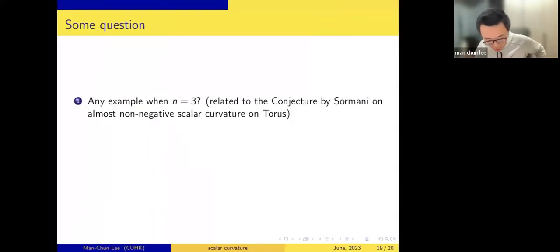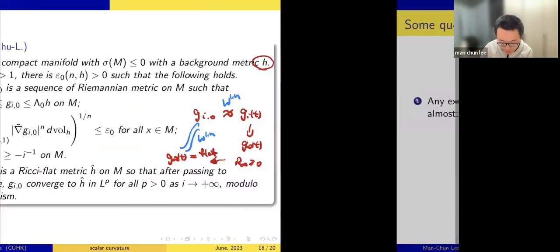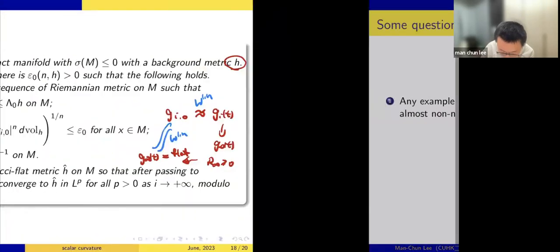All right, so let me raise some questions. You can see that all these are based on examples in high dimension, but I don't know how to make the example work in three dimensions. This is related to a conjecture by Gromov. I should also say something about how it links back to the positive mass theorem.